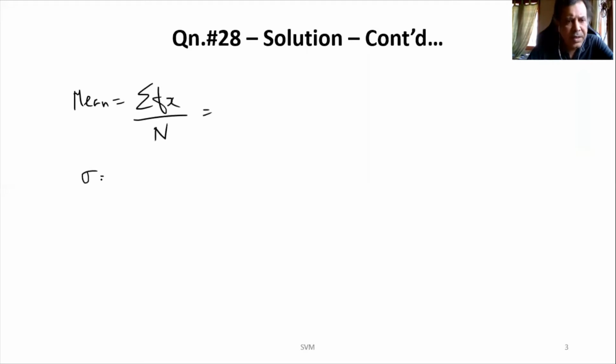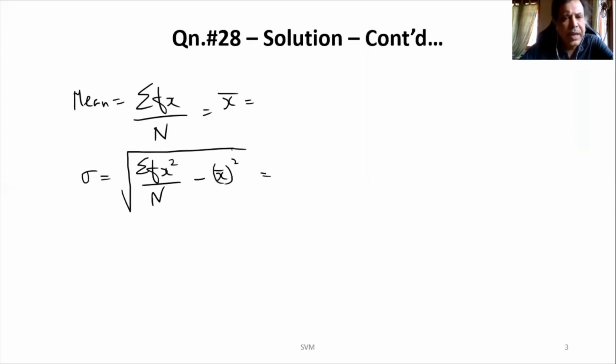Then for standard deviation, the formula is square root of sigma f x square divided by capital N, minus x bar, the square. That means we need to find the summation of fx and the summation of fx square. That is what the table in the previous slide is created for.